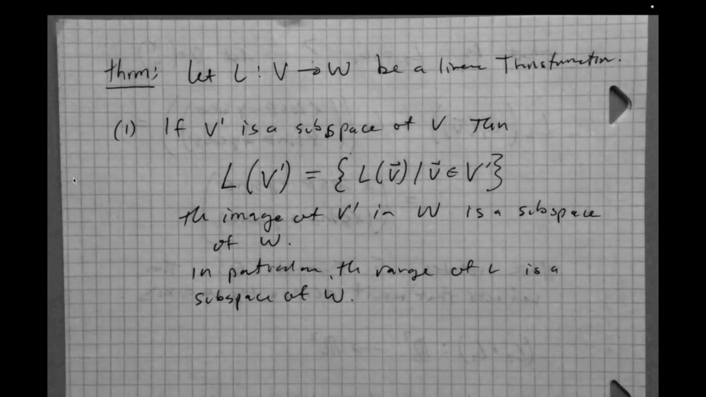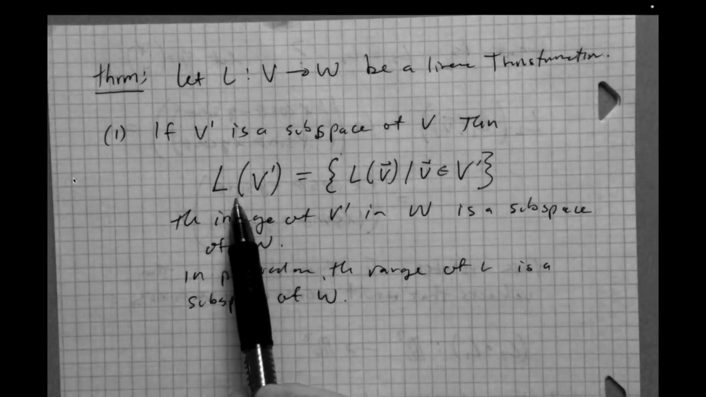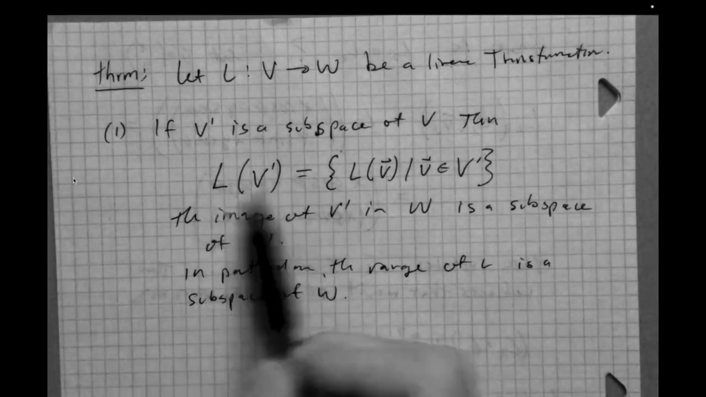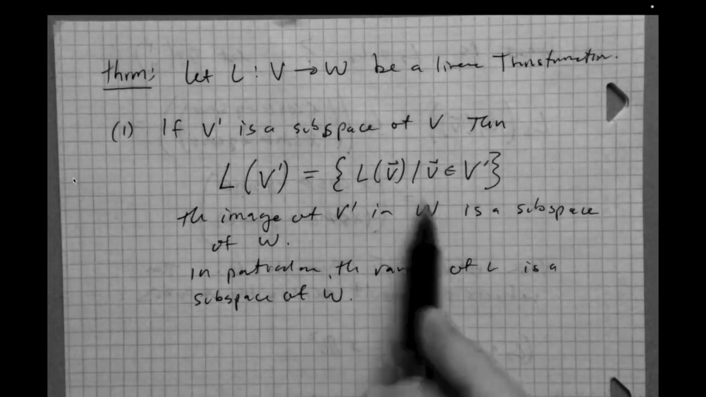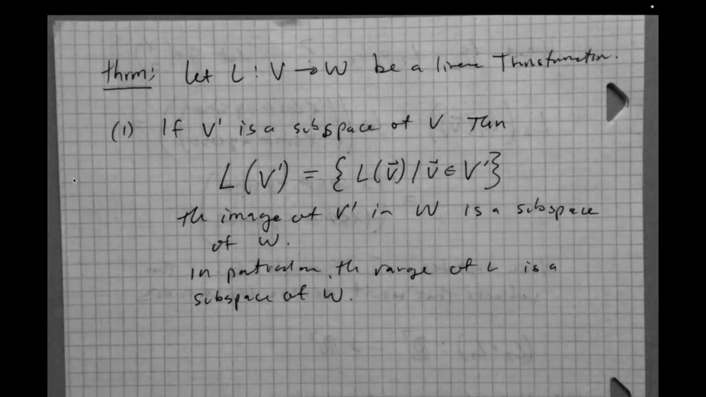Nice, right? Meaning you have closure. Obviously I have closure in V prime, but I also have closure in L of V prime. Excellent, right? So this is a closed subspace of V, and its image is a closed subspace in W.